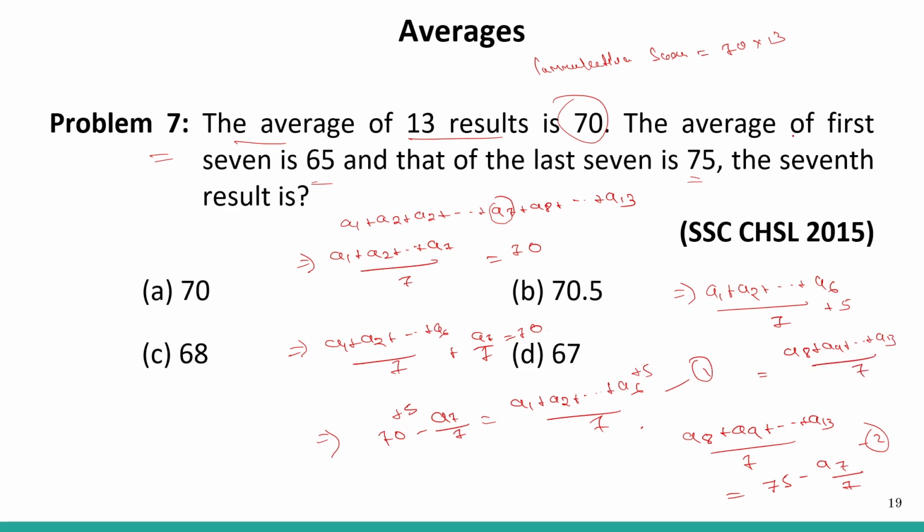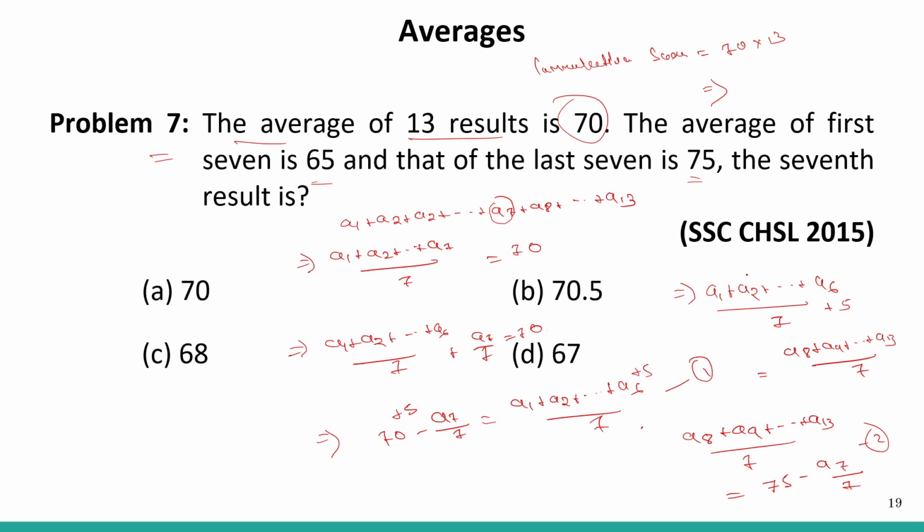Okay, so this is equal to what? This implies that these all are equal to, so it will be what? So what we want to know is, we want to know the 7th result. What is the 7th result?